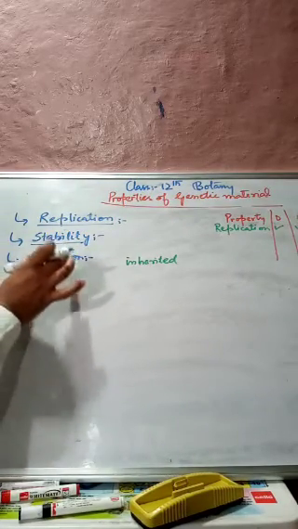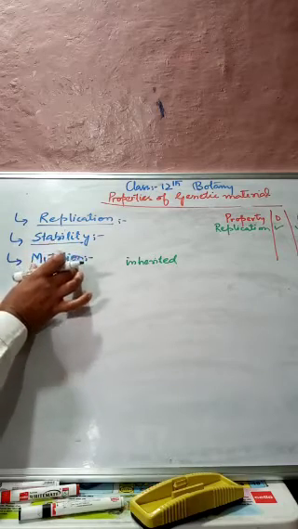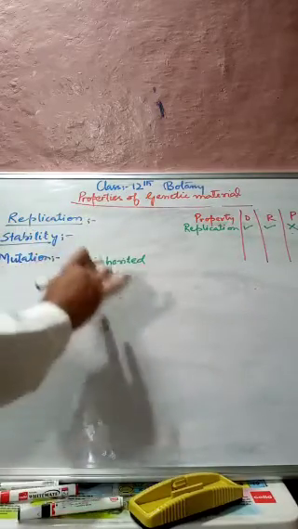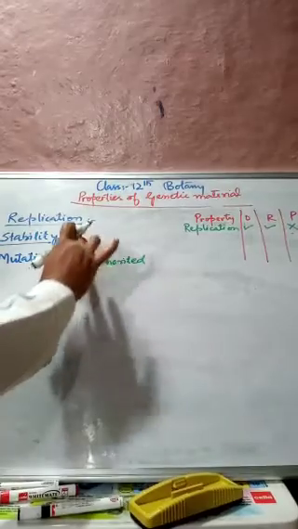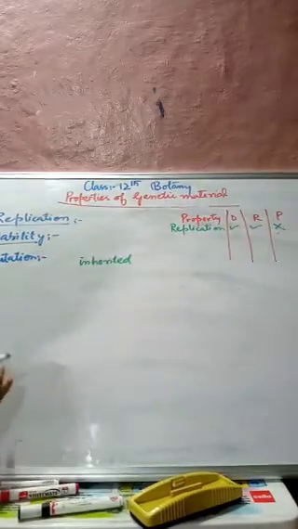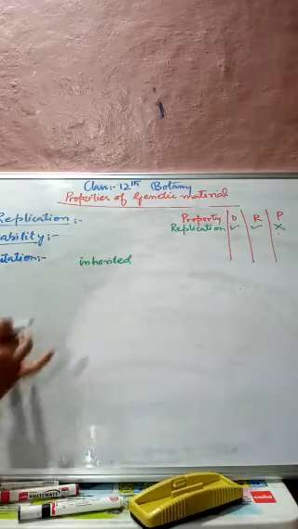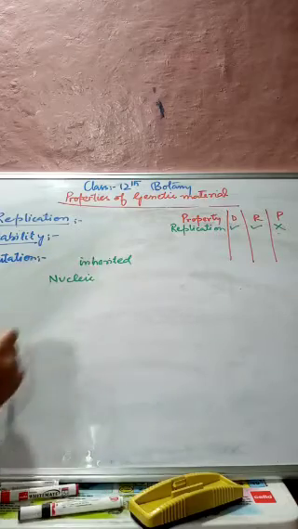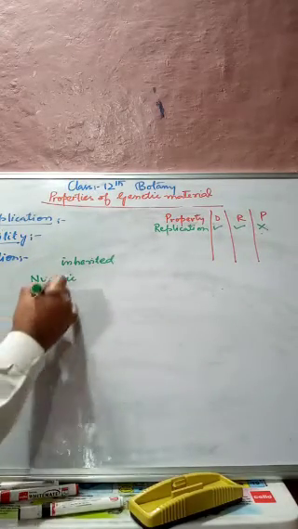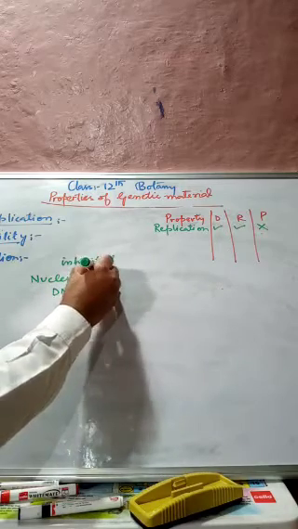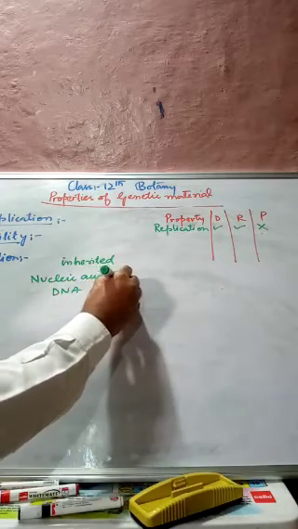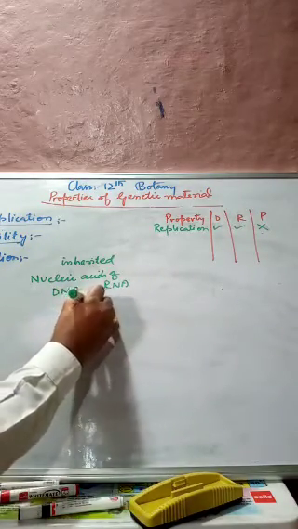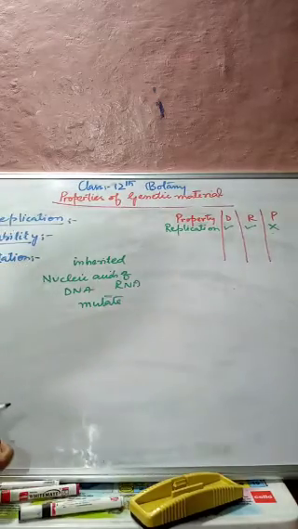Mutation: there must be a sudden change in the genetic makeup, in the gene, so that these changes must be inherited. If we talk about both the nucleic acids, DNA and RNA, they have the capacity to mutate, they undergo mutation.